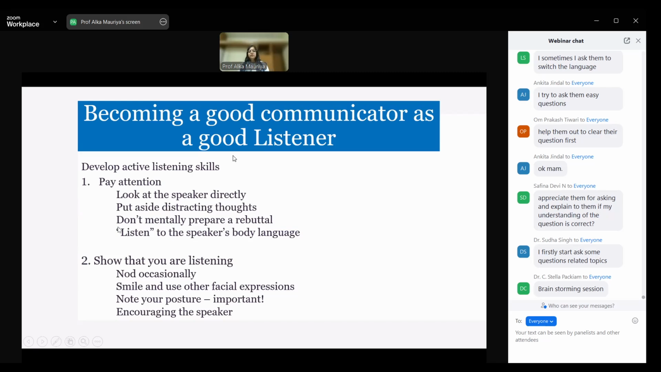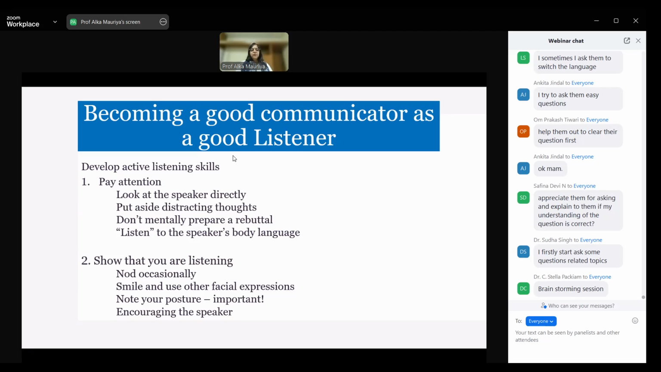And then, how you can be a good communicator while you are listening. Again, we have to pay attention. Again, it can be considered in both scenarios. One is that you are in a conference or in a workshop, or the other scenario can be that you are in a classroom wherein two-way communication is happening. So you have to be a good listener.